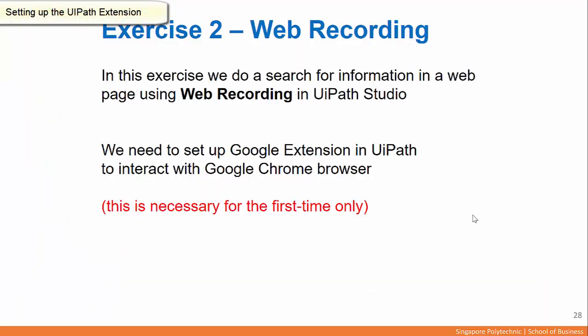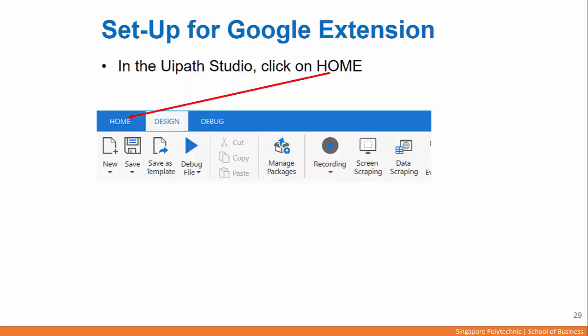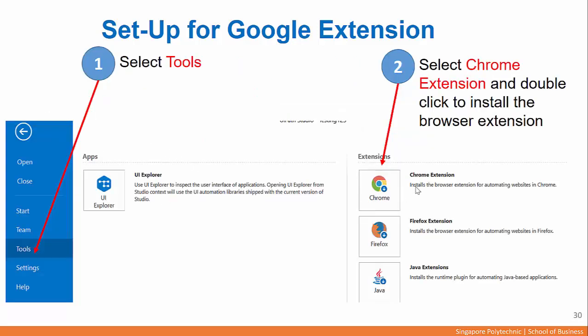To prepare for exercise 2, we first need to install a UiPath extension inside Chrome. As mentioned in the notes, it is only necessary the first time. The next time you would like to record using Chrome, you do not need to install the extension anymore. So just a quick overview of the process. We want to go to Home, look for the Chrome extension, and when you click on it, it allows you to install the extension.